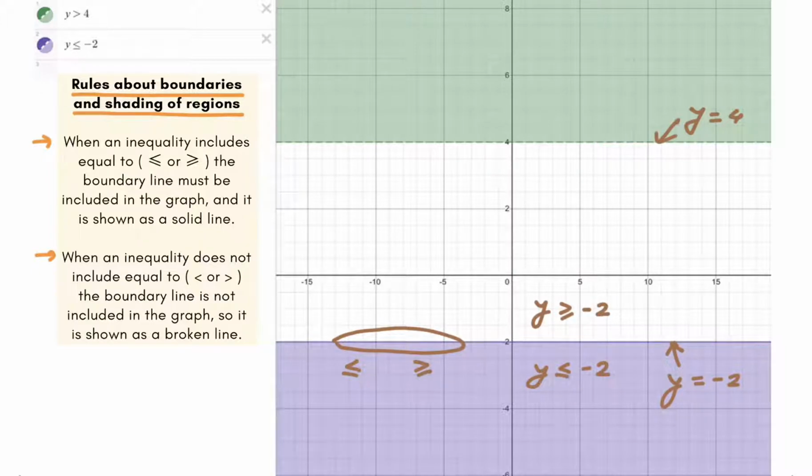Now for the region in green, the line is a broken line, and so the inequality will take a less than sign or a greater than sign. For the region above this line, it will be y greater than 4, and the unshaded region below is y less than 4.